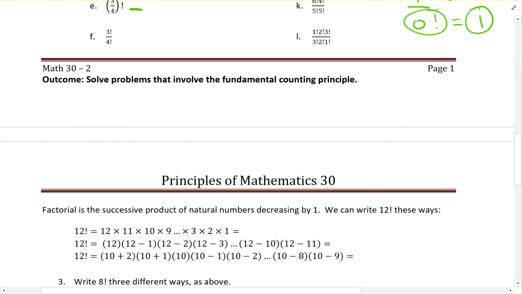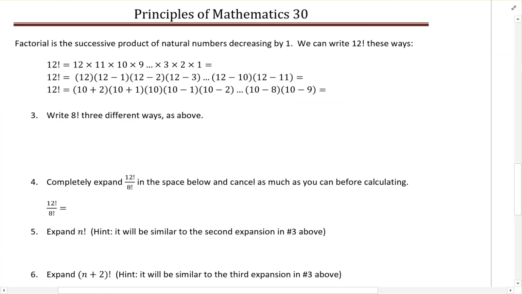All right, moving on. Okay, so we're going to be able to write factorials in a few different ways that suit our purposes here soon. So one way would be to just write this 12 factorial as 12 times 11 times 10 times 9, and then dot, dot, dot, 3 times 2 times 1. So you're just writing a dot, dot, dot for the stuff in the middle, just so we don't have to write out everything.